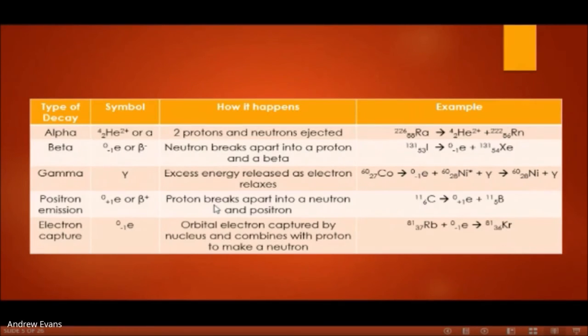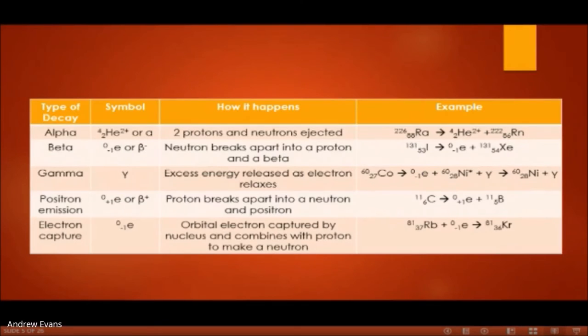Now, a positron is the exact opposite of a beta. Instead of a neutron breaking apart, a proton breaks apart to form a neutron and a positron. So a proton, which is mass 1, charge 1, kicks off the charge component and becomes a neutron. So in this case, carbon 11 kicks off the positron and becomes boron 11. You notice that the mass number is still 11, but 6 equals 1 plus 5.